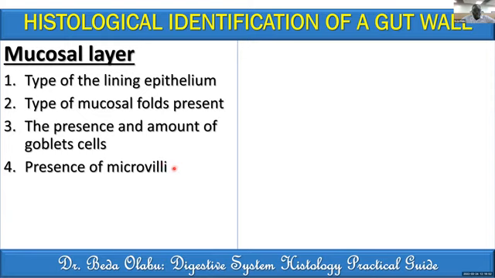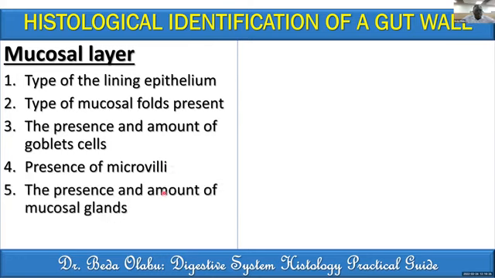The presence of microvilli can be noted if you magnify further. At high magnification, you're able to see microvilli being present on the epithelial cells. Remember, microvilli is different from villi. Microvilli is telling you that this region is highly absorptive. So when you see microvilli, think about the small intestine. The presence and amount of mucosal glands will also help you. If you see mucosal glands and there are many, think about stomach. It has many mucosal glands.